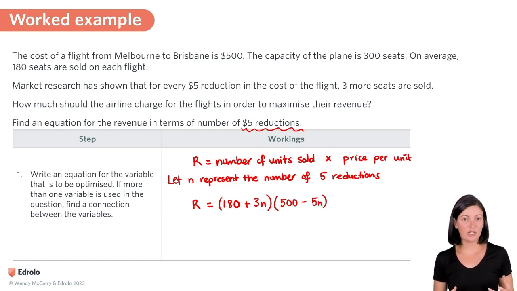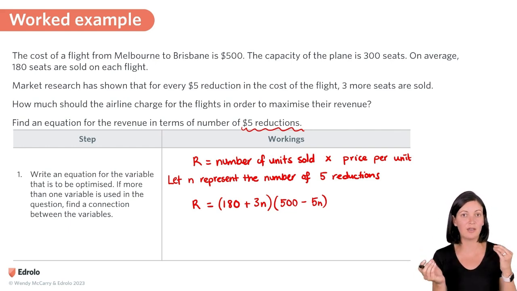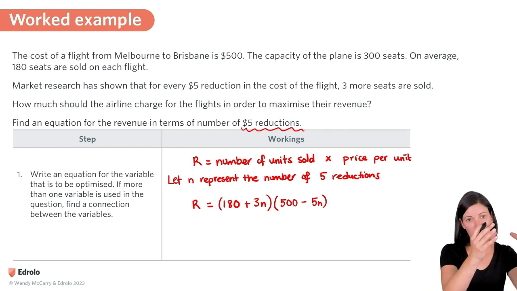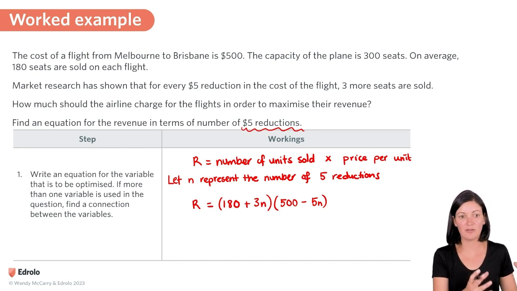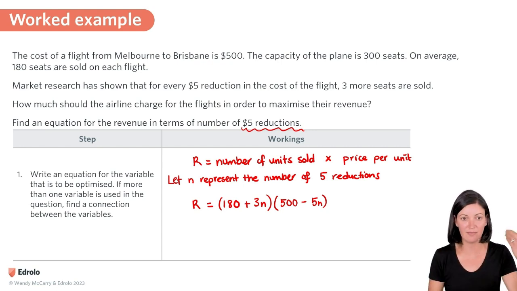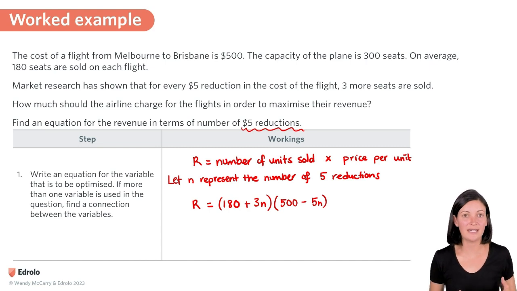So here we have an equation where we only have one variable. There's not really a diagram to draw, but it's a little bit tricky to think about how we come to that equation. All 3 of those steps I've just put into one here, because in this one, we just need to write an equation for the variable that is to be optimized. We don't have any more variables. We just have the revenue being optimized and then the number of $5 reductions. And here we've written our equation for this type of problem. So we're going to stop there for that one. In the second section, we'll go through the calculus that is needed to actually solve this problem.